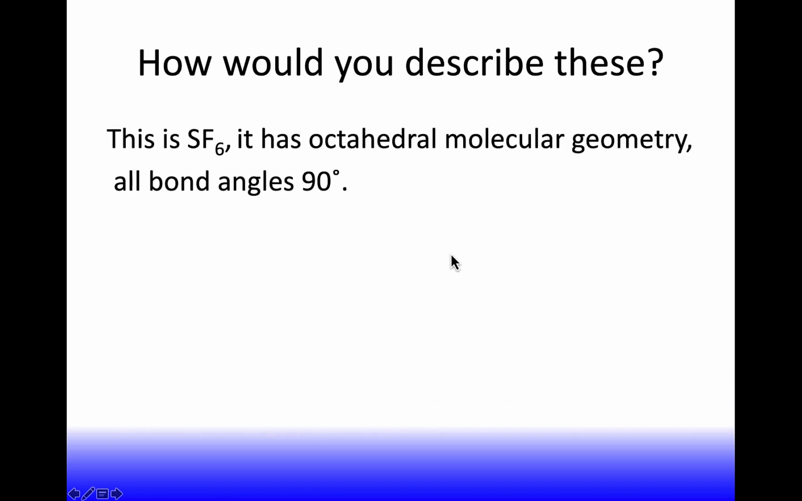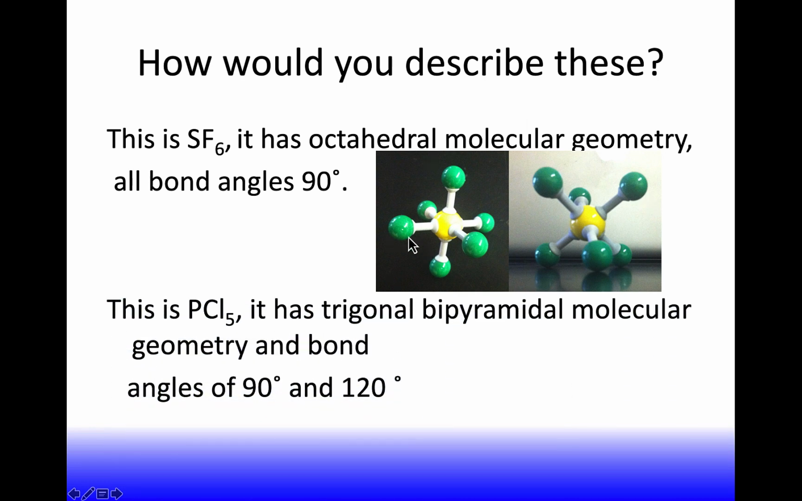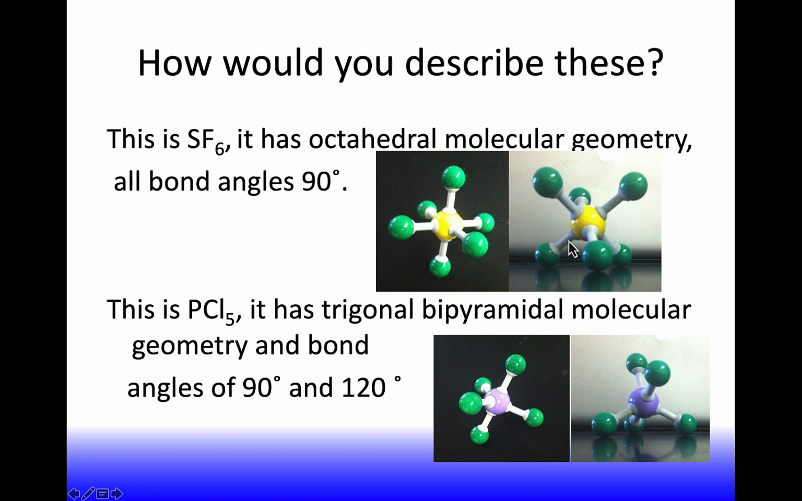Okay. What about this weird looking thing? Sulfur hexafluoride. So it has an octahedral molecular geometry, and all bond angles are 90. Now, I've shown some of these in class, these weird shapes that I've had built. So this is just a picture of the same thing. Another one that is a little odd is PCl5, which is a trigonal bipyramidal molecular geometry, and has bond angles of 90 degrees and 120 degrees. Now, I want you to realize there's no lone pairs on the center atoms here. So the electron geometry is identical to the molecular geometry.